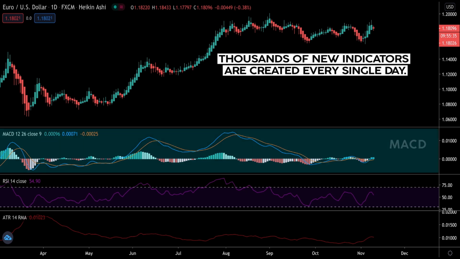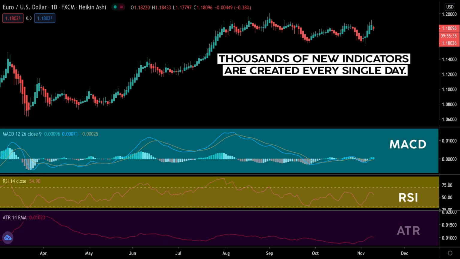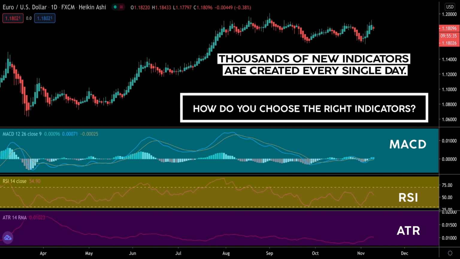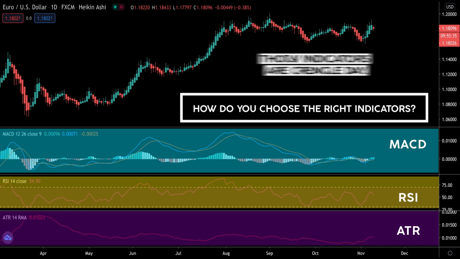Thousands of new indicators are created every single day, and it's easy to be overwhelmed with the number of indicators that your trading platform offers. Among them, how do you choose the right indicators? After all, there's no point cluttering your charts with tons of indicators which yield conflicting signals.